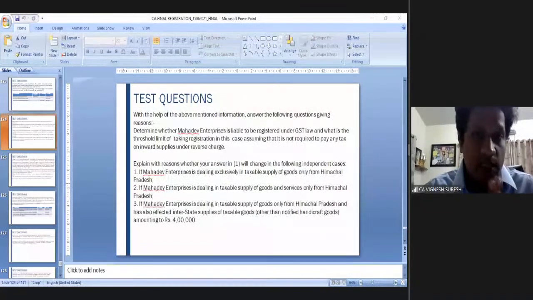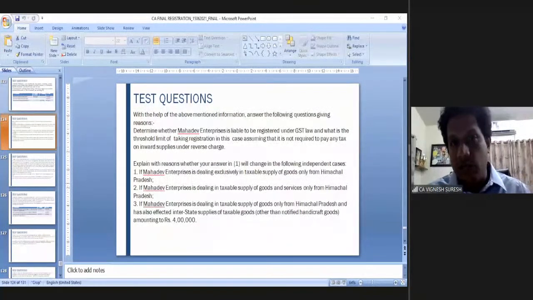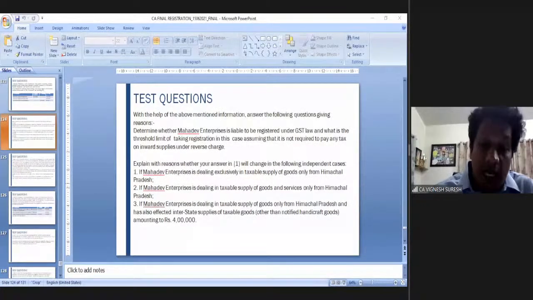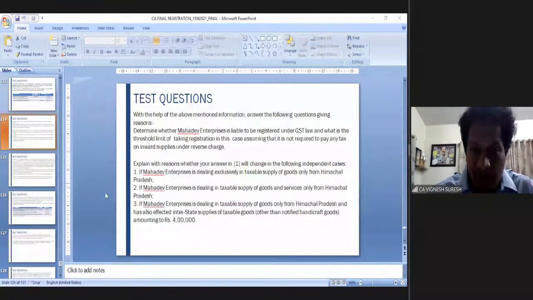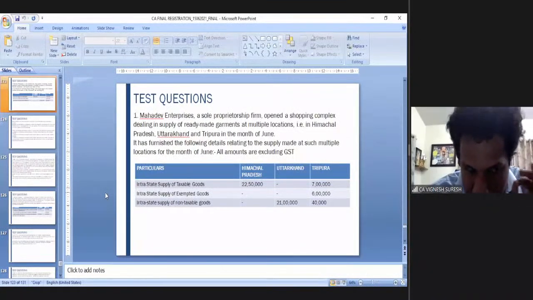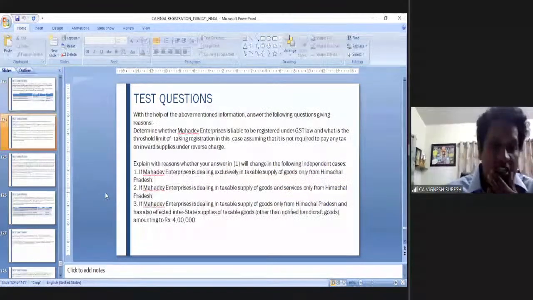The turnover limit which is applicable to the special category state has to be considered. So in this case, 10 lakhs is the turnover limit which is applicable to Tripura. Therefore, registration is required. There is no problem. But in Uttarakhand, it is not required because only non-taxable supply is made. If you can see here, Uttarakhand has only non-taxable supply. Non-taxable supply, if it is there and there is no case of exempt or taxable goods, he need not get himself registered in Uttarakhand. But of course, he has to get himself registered in the two other states.